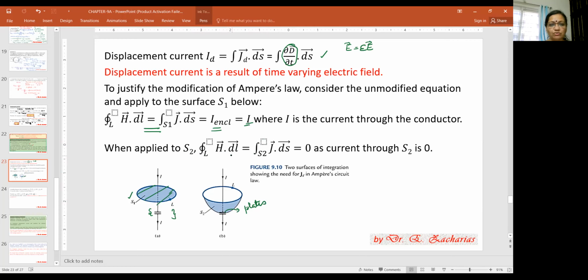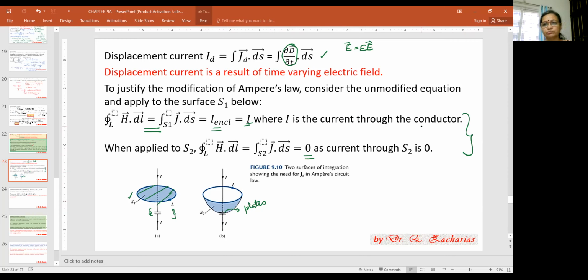When you apply it to surface 2, the left hand side definitely is not changing. It's the same for S1 and for S2. The left hand side is integral H dot dl over the loop L, so that is not changing. But come to the right hand side. When you apply it to the second surface S2, you find that the right hand side will be 0. Why is it going to be 0? Because no current is cutting through the surface S2. So the right hand side is 0. So you are clearly seeing a discrepancy when you apply the non-modified original Ampere's law.